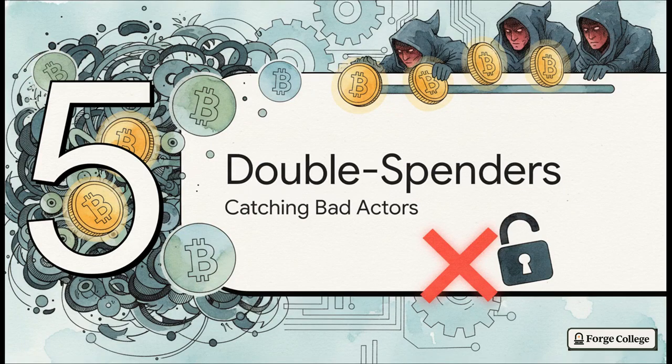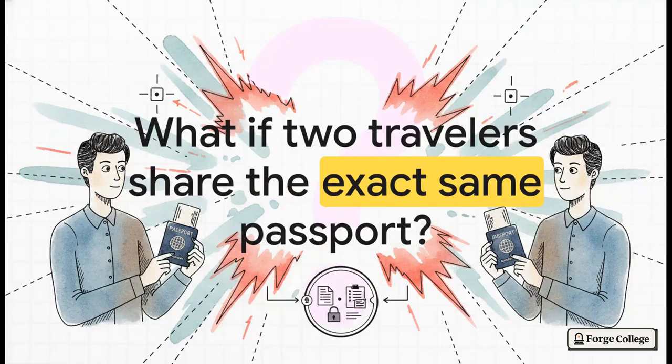Section 5. Catching the double spenders. We've seen the normal flow, right? But what about the bad actors? Let's shift our focus to how this checkpoint pipeline handles people who are actively trying to cheat the system. Imagine this scenario. What happens when two travelers show up at the exact same time holding the exact same passport?